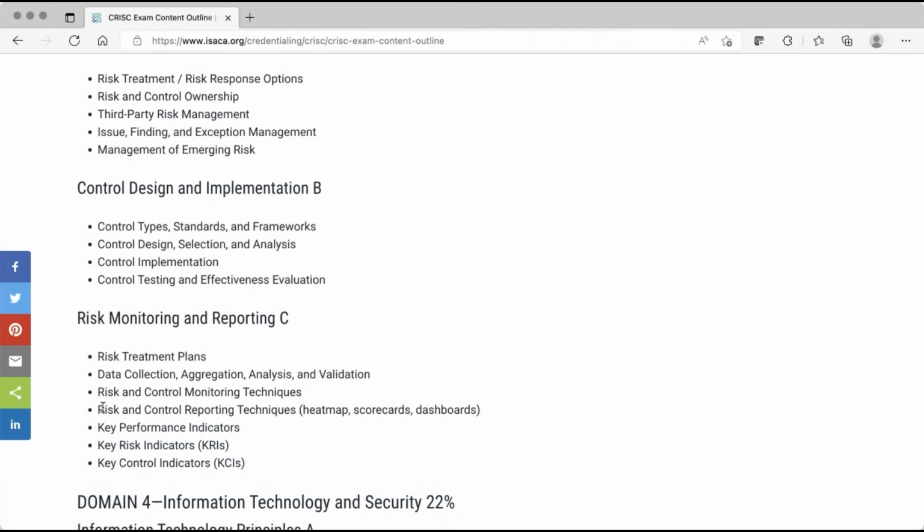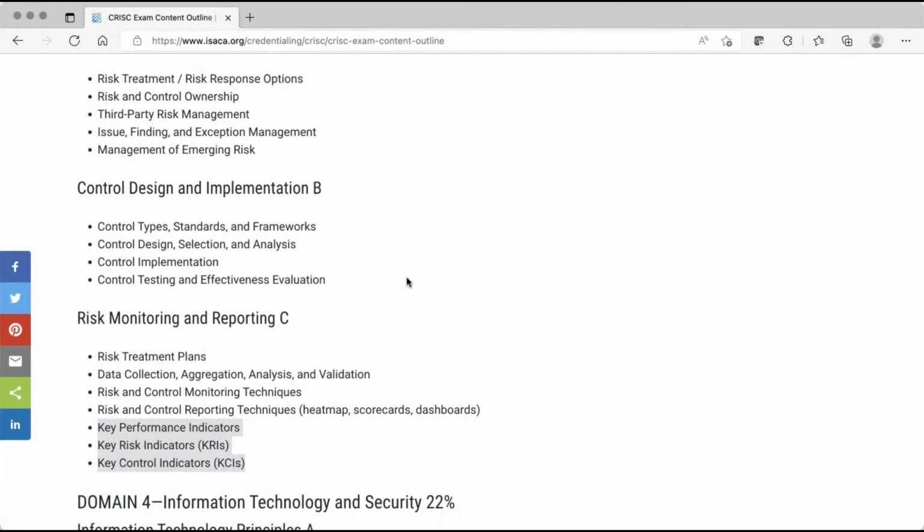And we need to report on these risks to the stakeholders using scorecards, dashboards or heat maps. These are some of the metrics that we will use: KPIs, key performance indicators, key risk indicators and key control indicators. These are some of the measures you will keep on measuring on a regular basis to know if things are going fine. Otherwise, you'll get warning signs saying something's going wrong here, so let us take action. These are some of the indicators that will help you manage your risk.